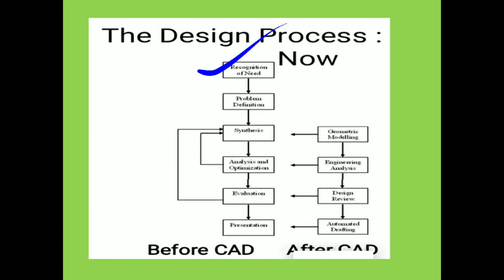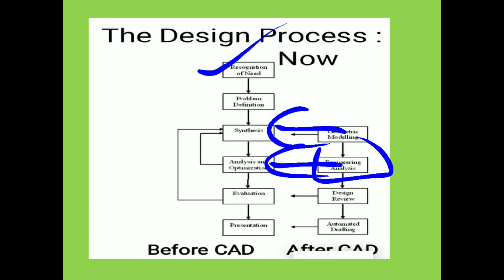By using CAD, geometrical modeling helps in synthesis. Engineering analysis helps in engineering analysis and optimization. Design review will help in evaluation. Automated drafting will help in presentation. This is about CAD stages.